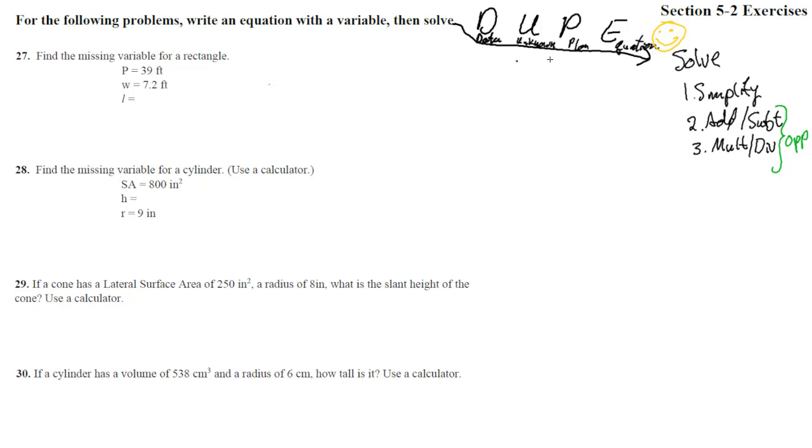Here we are in section 5-2, exercises 27 through 30. Number 27. So we're doing word problems again. We're going to dupe them into a math equation and then solve them. So find the missing variable. It's already given us the variable.